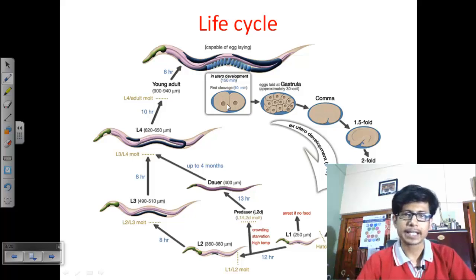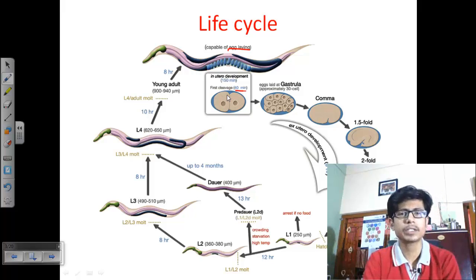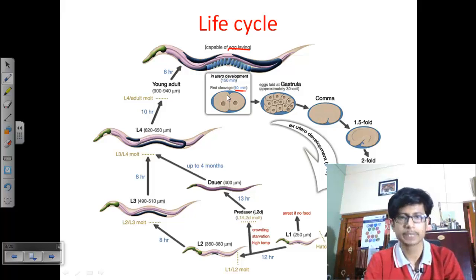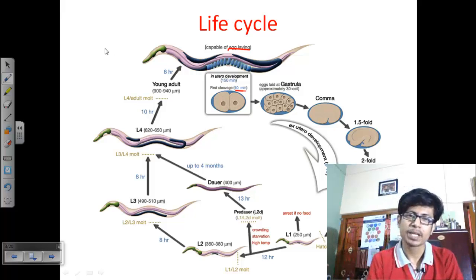This is an overview of the life cycle of C. elegans. This is the adult C. elegans, capable of laying eggs. After the egg is laid, the first cleavage occurs in 40 minutes. The idea of developmental biology for all organisms is that gametes, egg as well as sperm, will be produced by the adults. Then they fuse, fertilization takes place, and a zygote forms. The zygote then undergoes rapid cell division to produce a morula. Then cells are arranged to produce a blastula. Then the blastula will have certain folds between the cells to develop into gastrulation.